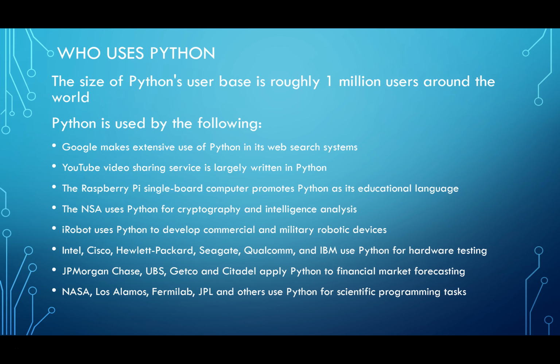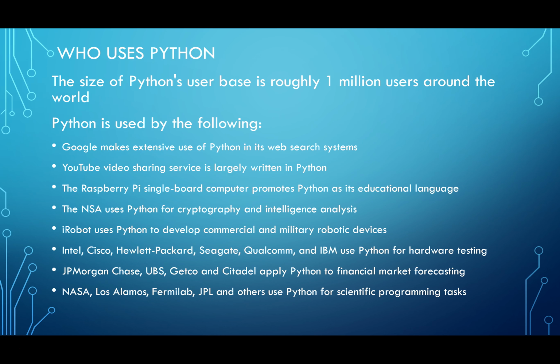Who uses Python? The size of Python's user base is roughly 1 million users around the world. Google makes extensive use of Python in its web search systems. The YouTube video sharing service is largely written in Python. Raspberry Pi uses Python as its educational language. NSA uses Python for cryptography and intelligence analysis. iRobot uses Python to develop commercial and military robotic devices. Intel, Cisco, Hewlett-Packard, Seagate, Qualcomm, and IBM use Python for hardware testing.